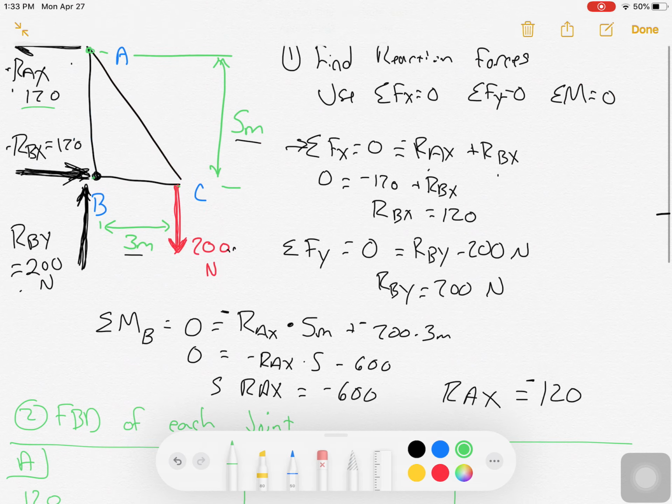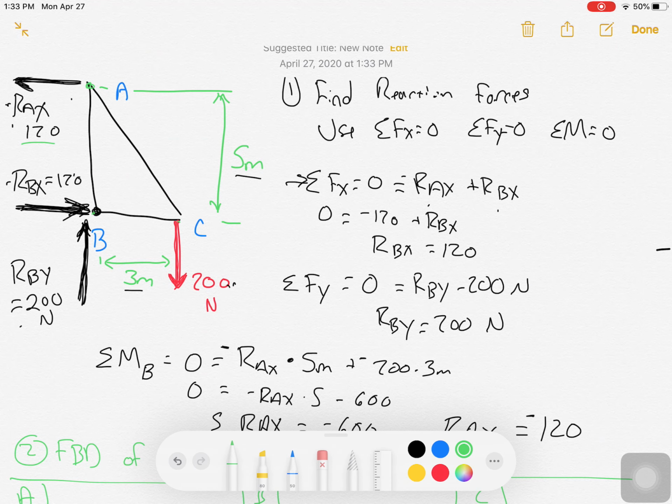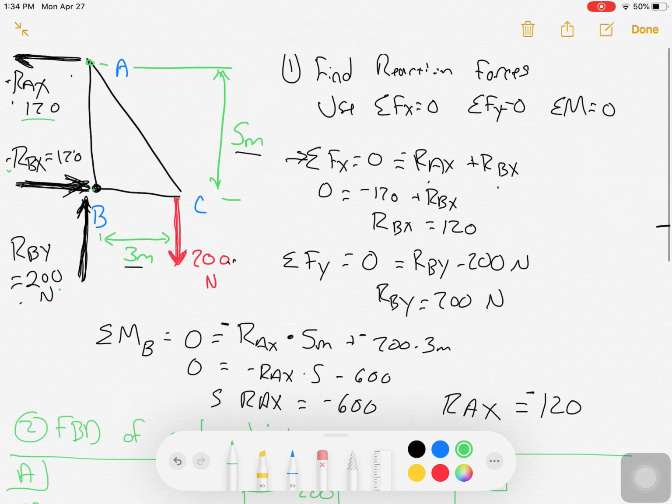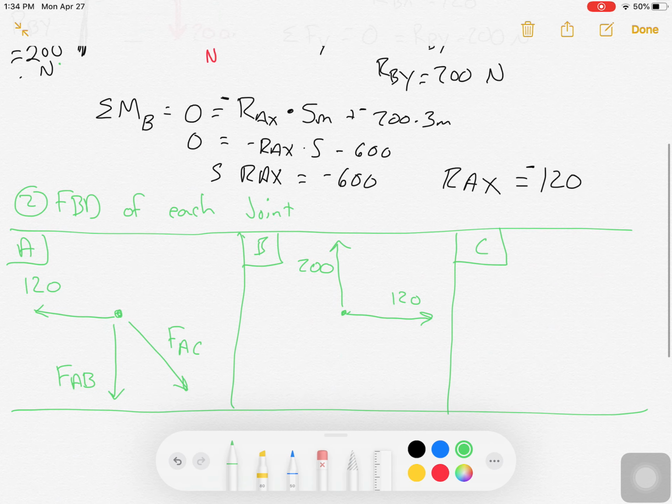Next, I'm going to look at point B. Point B has 2 external forces, 120 to the right and 200 up. It also has the connections AB up and BC to the right. So force AB up, force BC to the right.